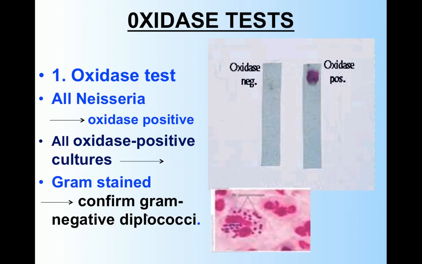These organisms are also oxidase positive. We have discussed the oxidase test several times, so I'm not going to go into the details. If they are oxidase positive, as you can see over here on the slide, they produce a purple color. Then we have to again pick up those colonies which are oxidase positive and confirm by doing a gram staining. And on gram staining, we will be able to identify the gram-negative diplococci.